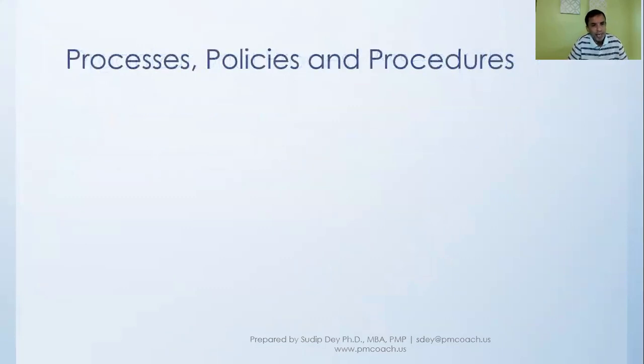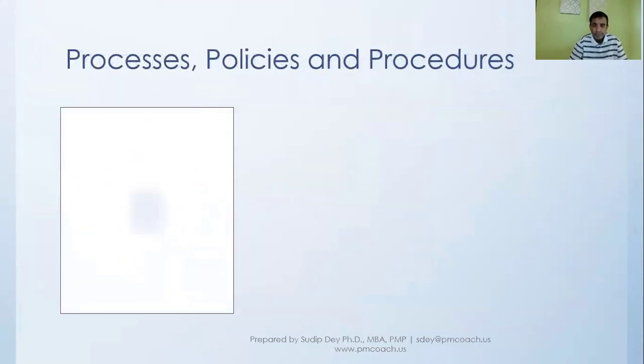Now, there are two categories we talked about. One is the processes, policies, and procedures. What we talked about is that these have been developed in the organization over time, and the project has to abide by them, or is expected to abide by them.